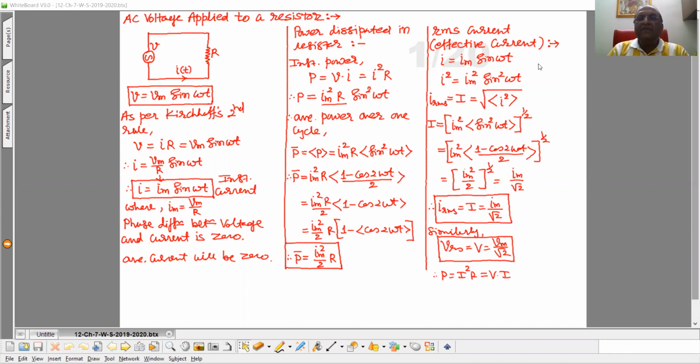So let's see what will be the RMS current. We have the instantaneous current, I equal to Im sin omega t. Take the square of it. So I square equals Im square sin square omega t.